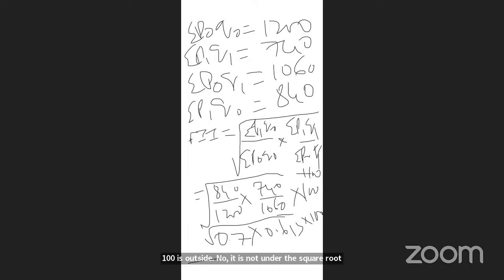So you know how to work out this, right? This is the way you have to work out. 740 divided by 1060 is 0.69, which is about 0.7. That means you got 0.7 into 100, it is 70. 0.7 into 0.7.